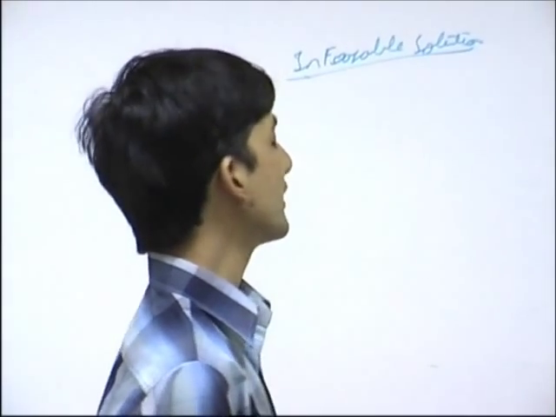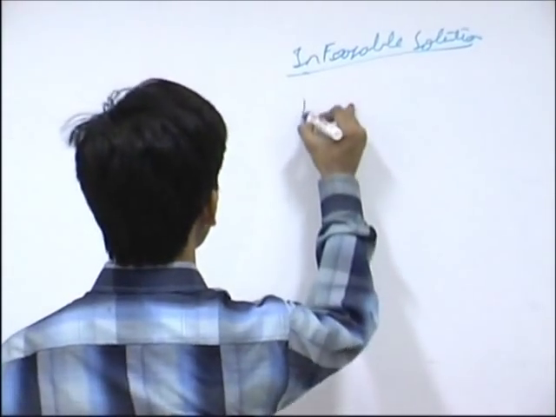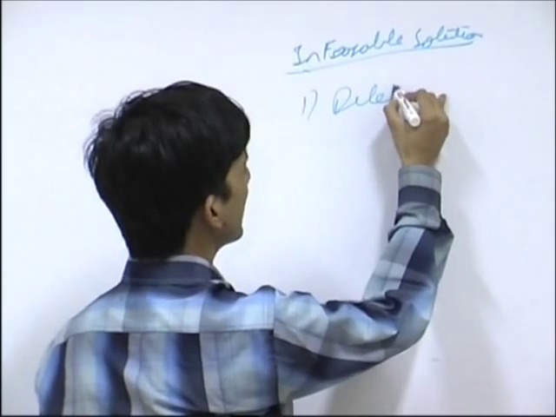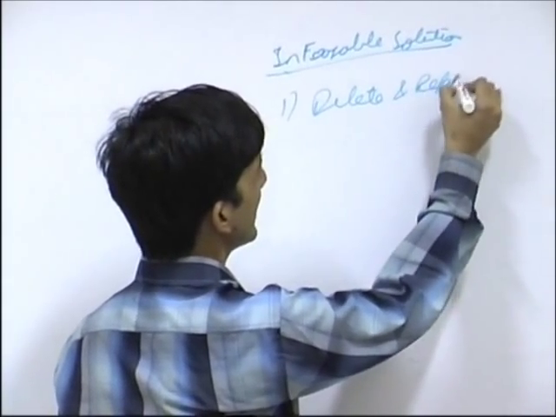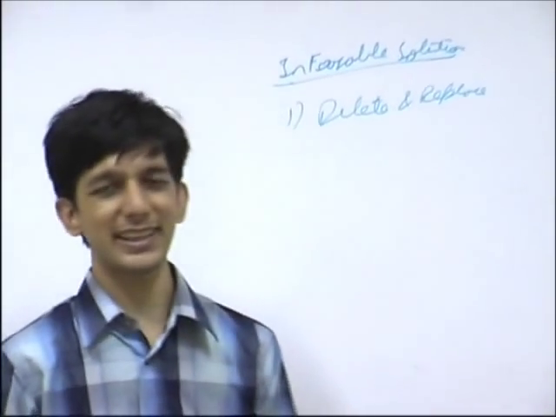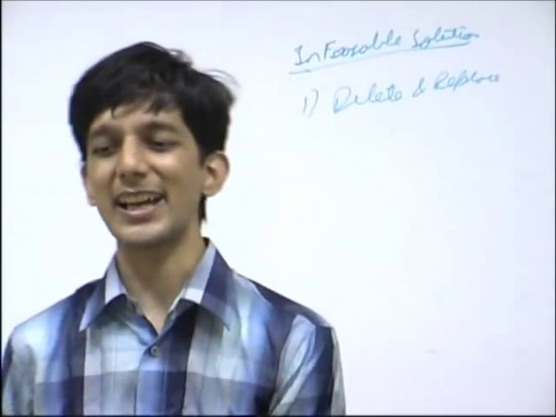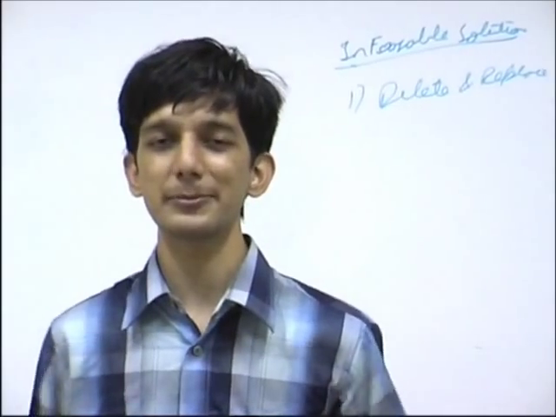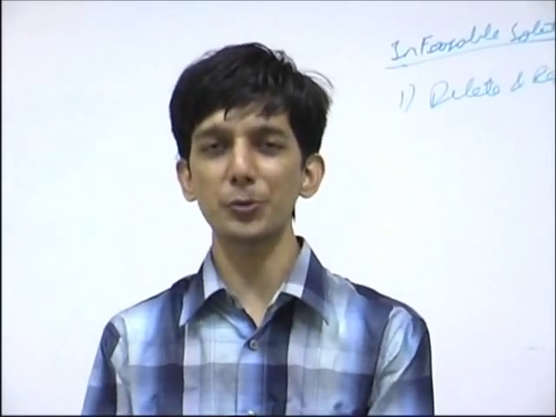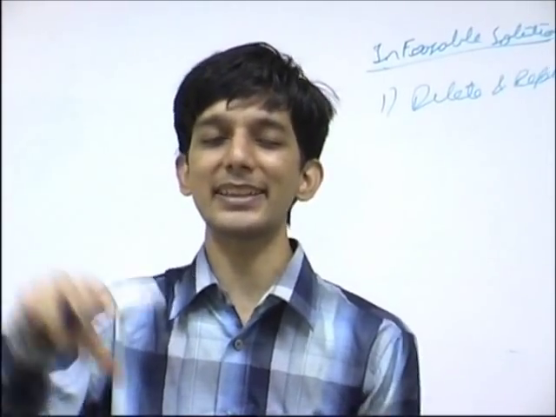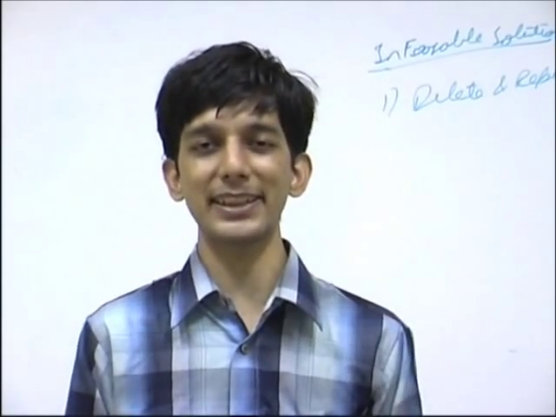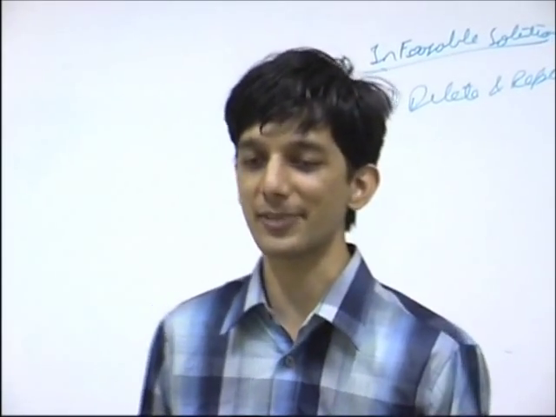So I need to do something. There are multiple ways in which I can handle this. The first is, say, delete and replace. A very simple technique. If I had a solution that wasn't following a constraint, I simply say delete this individual, delete it altogether, and replace it by another individual that is random in nature, but that has some kind of constraints.